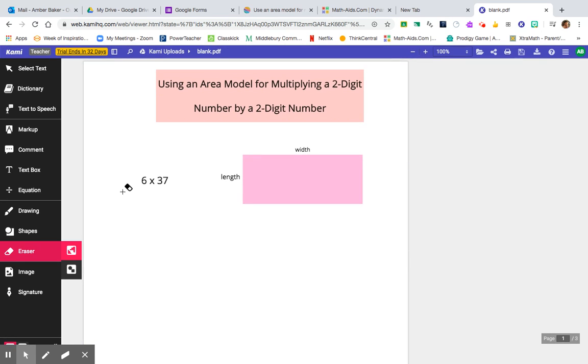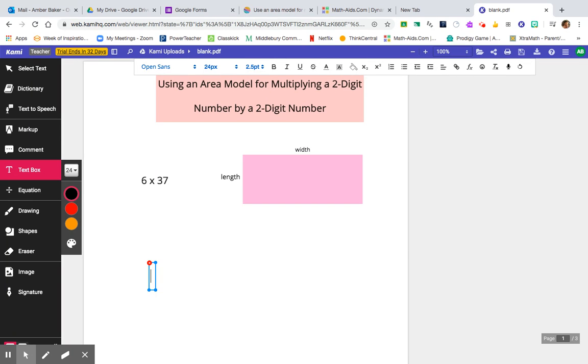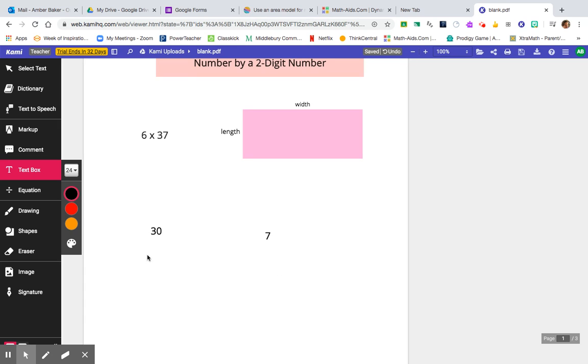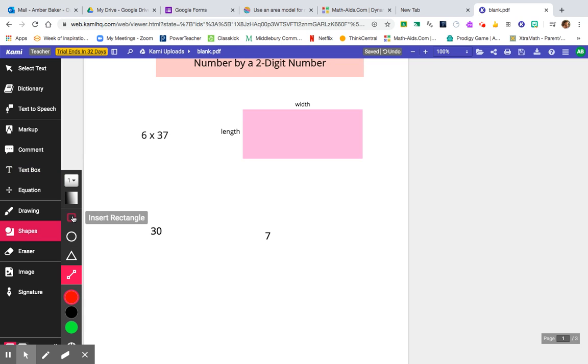So let's go back to the problem 6 times 37. This is saying to me that this is 6 groups of 37. Well, I'm going to use the area model by first breaking apart my two-digit number, which is 37. I can break apart 37, or I can expand it by writing it as 30 and 7. I put them spaced out quite a distance from each other because underneath I'm going to draw my rectangle since we're using the area model. So I'm going to get my rectangle tool. I'm going to draw a rectangle under it.